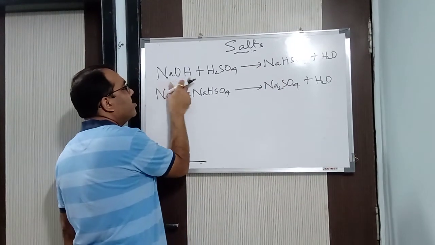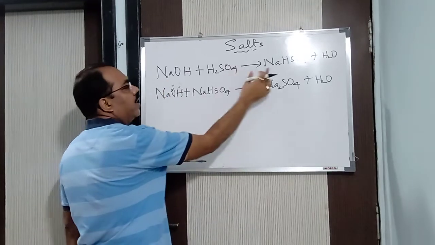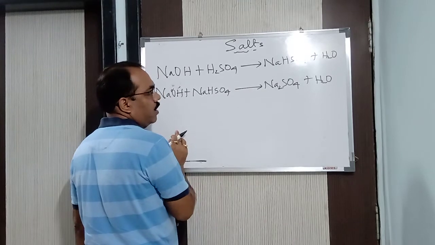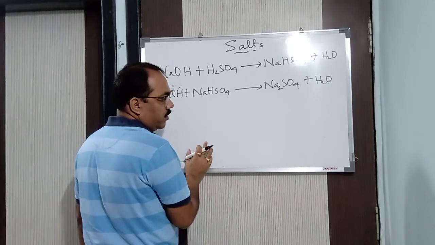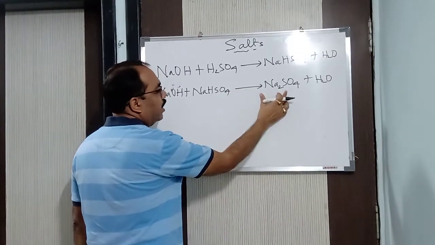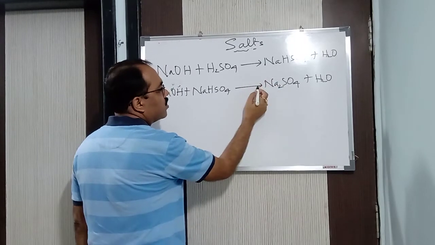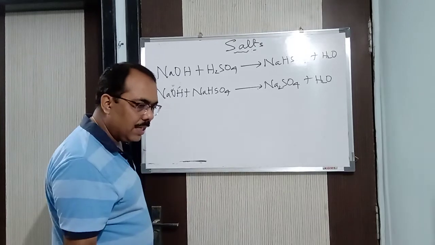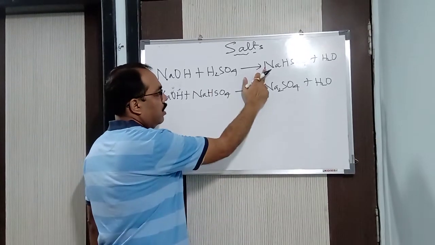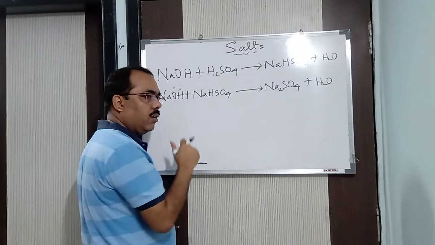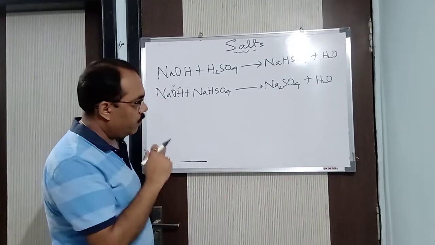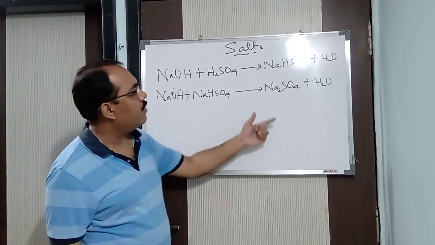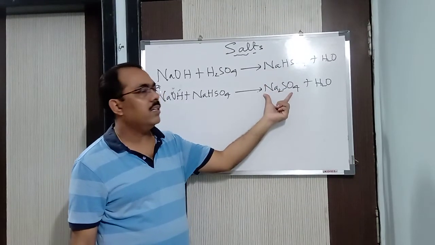Instead of NaOH, if I take NH4OH, what am I going to get? Ammonium bisulfate, NH4HSO4. And here you will get (NH4)2SO4 instead of Na2SO4. So the hydrogen can be replaced by a metallic ion or by an ammonium radical also. Now we know about two types of salts, basically an acid salt and a normal salt.